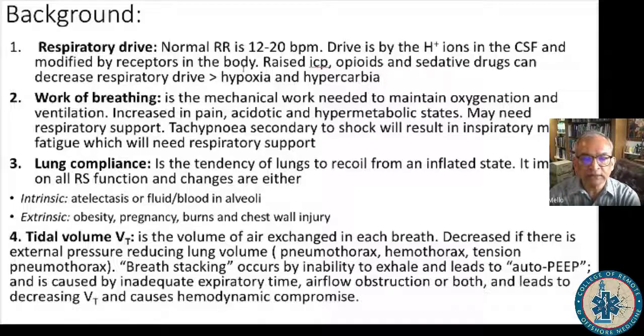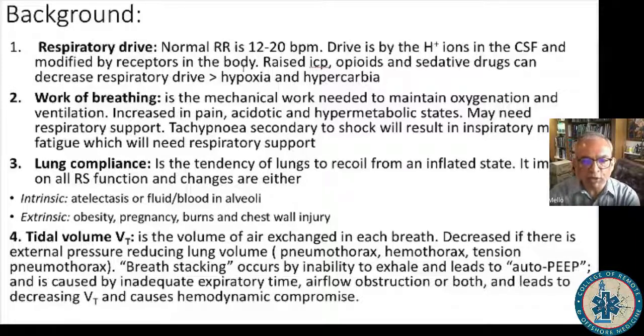The lung compliance is the tendency of the lungs to recoil from an inflated state. It impacts on all respiratory function, and changes are either intrinsic within the respiratory tract, like atelectasis or fluid or blood in the alveoli, or it can be extrinsic. So obesity, pregnancy, burns, and chest wall injury will all influence it. And remember, an extensive burn across the chest will need an escharotomy. Otherwise, you're going to have to ventilate them at high pressures, resulting in pulmonary trauma.